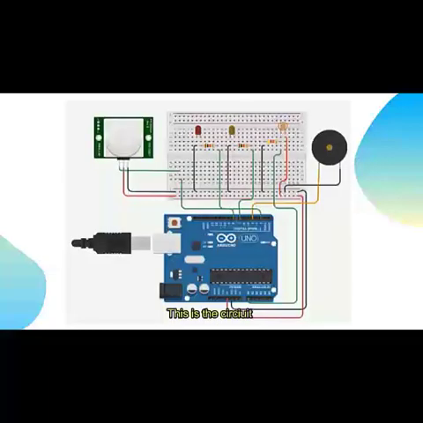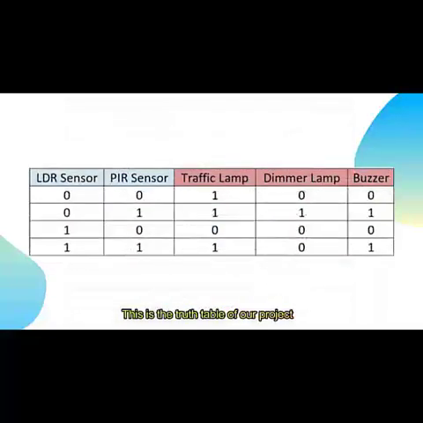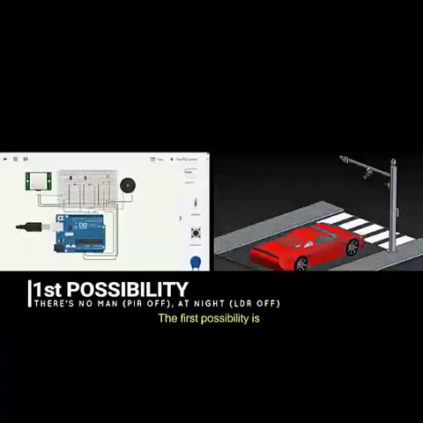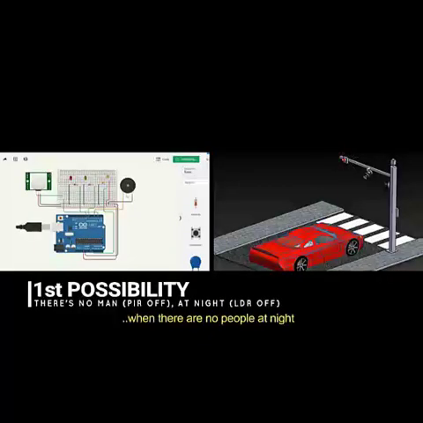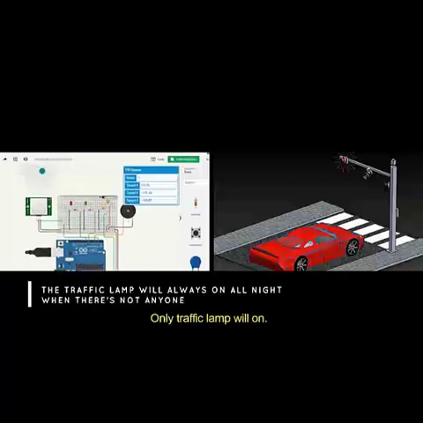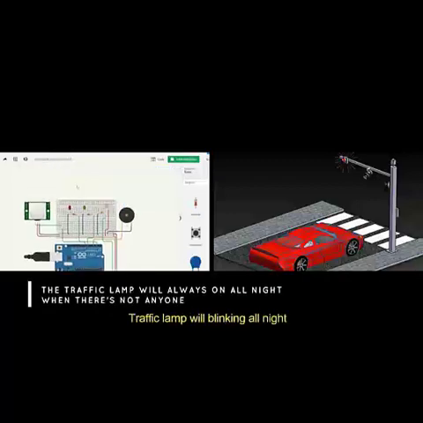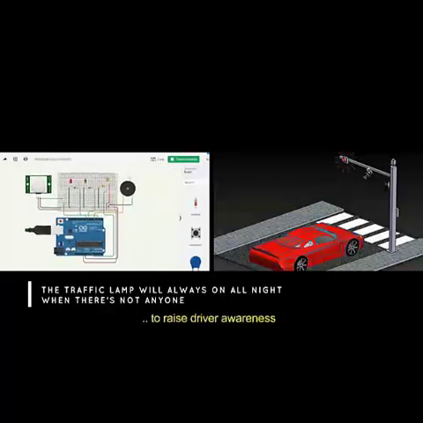This is the circuit. This is the truth table of our project. The first possibility is when there are no people at night. Only the traffic lamp will be on. The traffic lamp will blink all night to raise driver awareness.